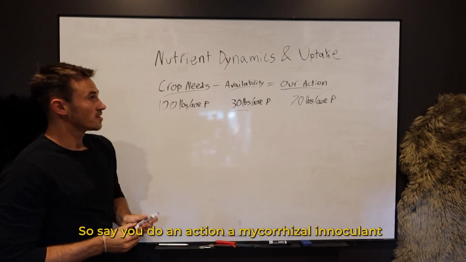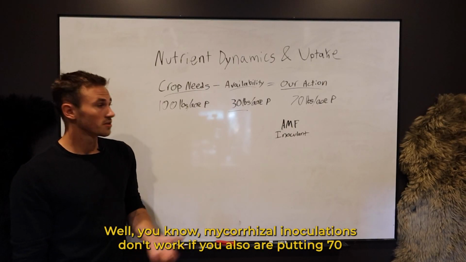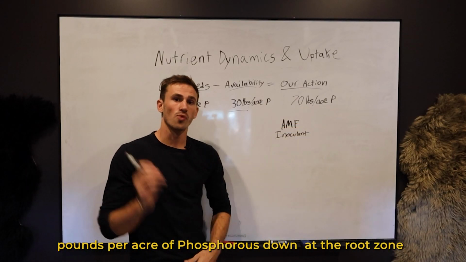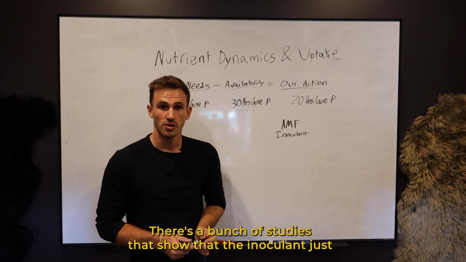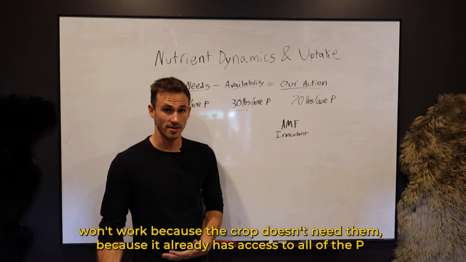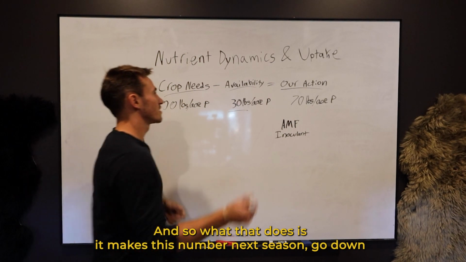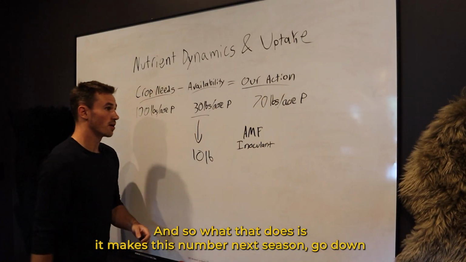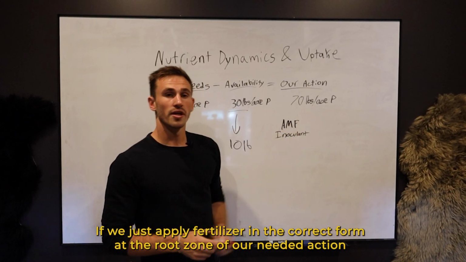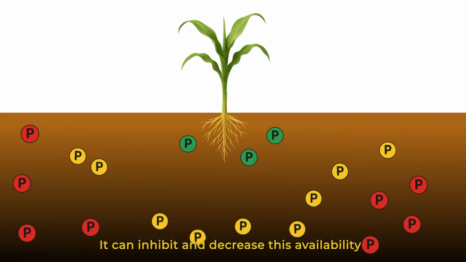So say you do an action like a mycorrhizal inoculant. Well, you know mycorrhizal inoculants don't work if you also are putting 70 pounds per acre of P down right at the root zone. There's a bunch of studies that show that the inoculant just won't work because the crop doesn't need them, because it already has access to all of the P if we apply fertilizer down. And so what that does is it makes this number next season go down if we just apply fertilizer in the correct form at the root zone of our needed action. It can inhibit and decrease this availability.